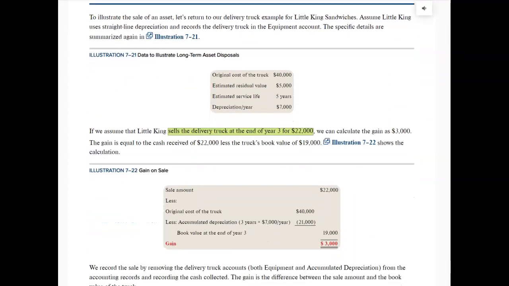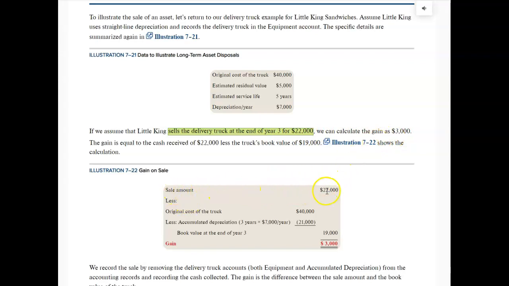So here's an example. Going back to that same delivery truck. We were expensing it off over 5 years at $7,000 per year. But now let's say at the end of 3 years we decide to sell it. So at the end of 3 years we sell it for $22,000. We have a gain of 3. So how do we get the gain of 3?